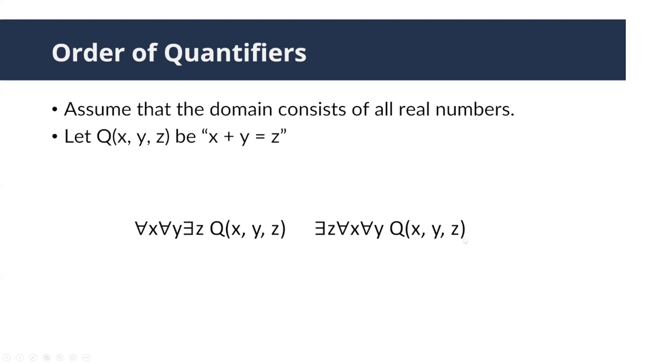What about the second one? This one says there exists a real number z, and for any real number x, for any real number y, x plus y equals z. Are you able to find such a number z? No, you cannot. Because no matter what number z you find, you cannot guarantee that for any number x and any number y, x plus y equals z. Therefore, these two are not the same.